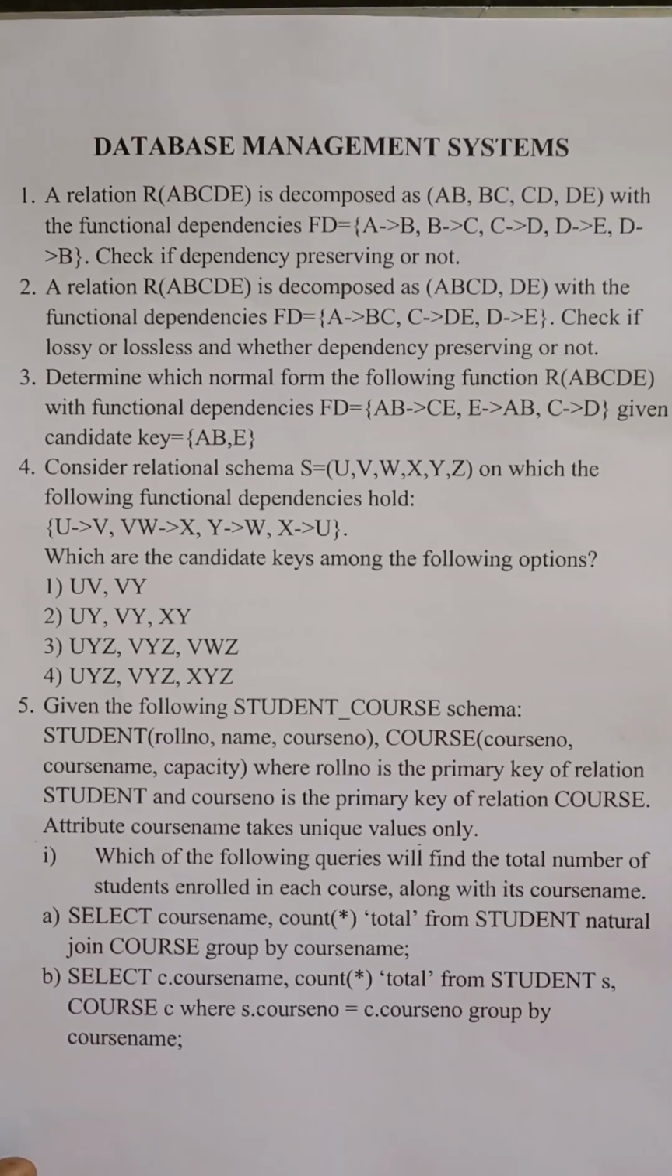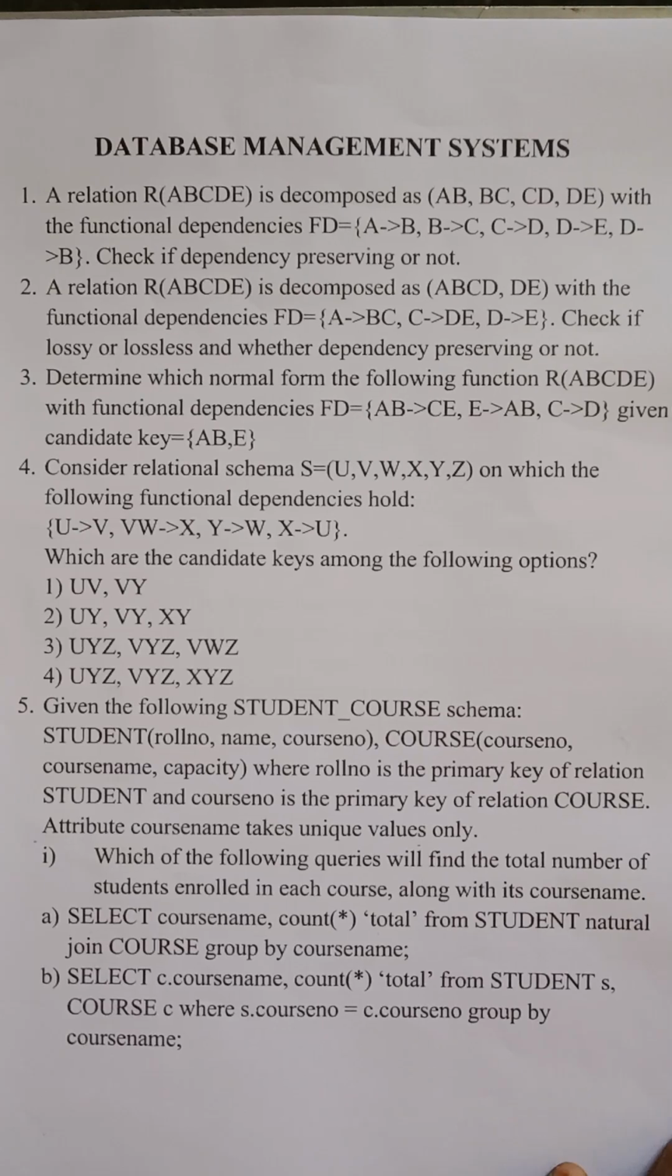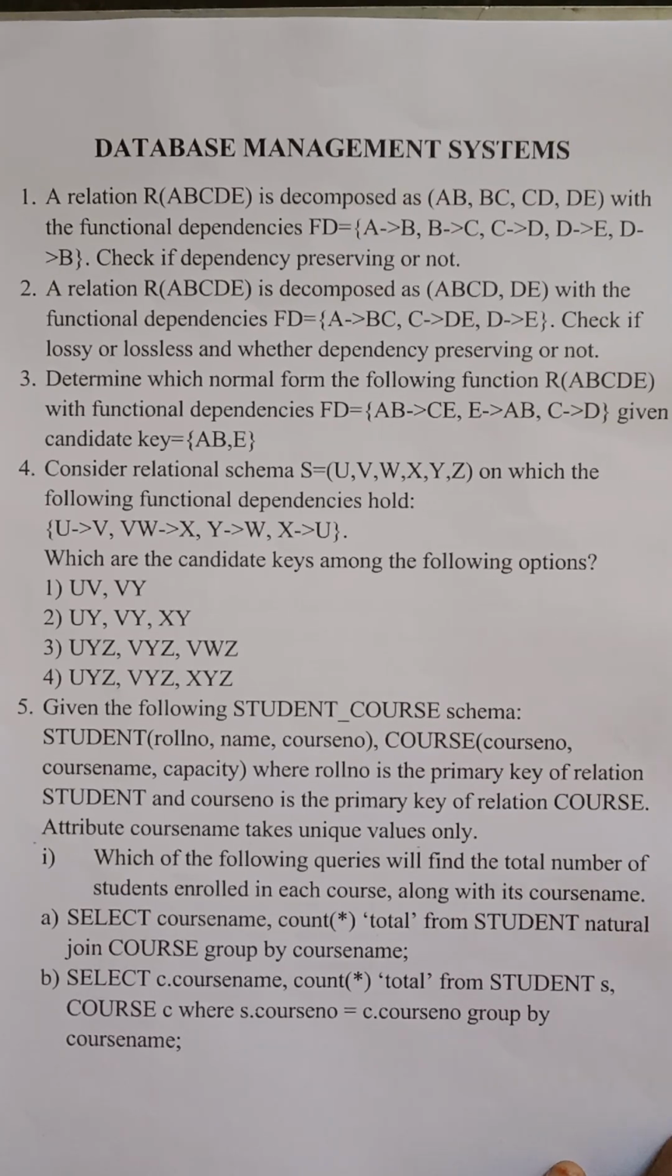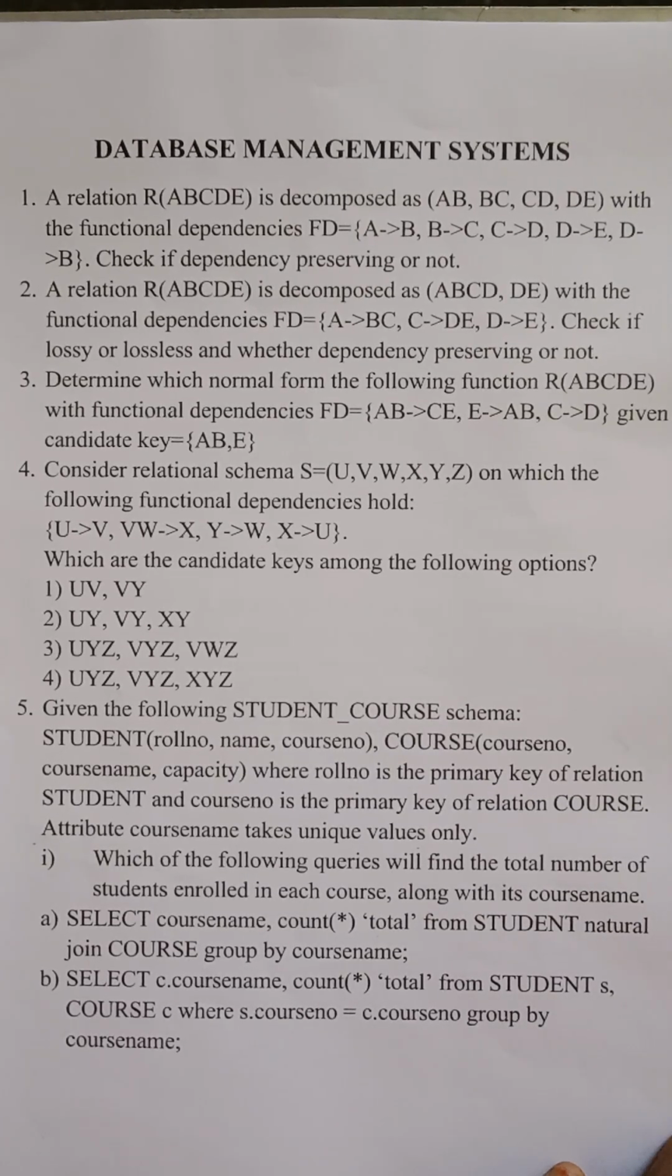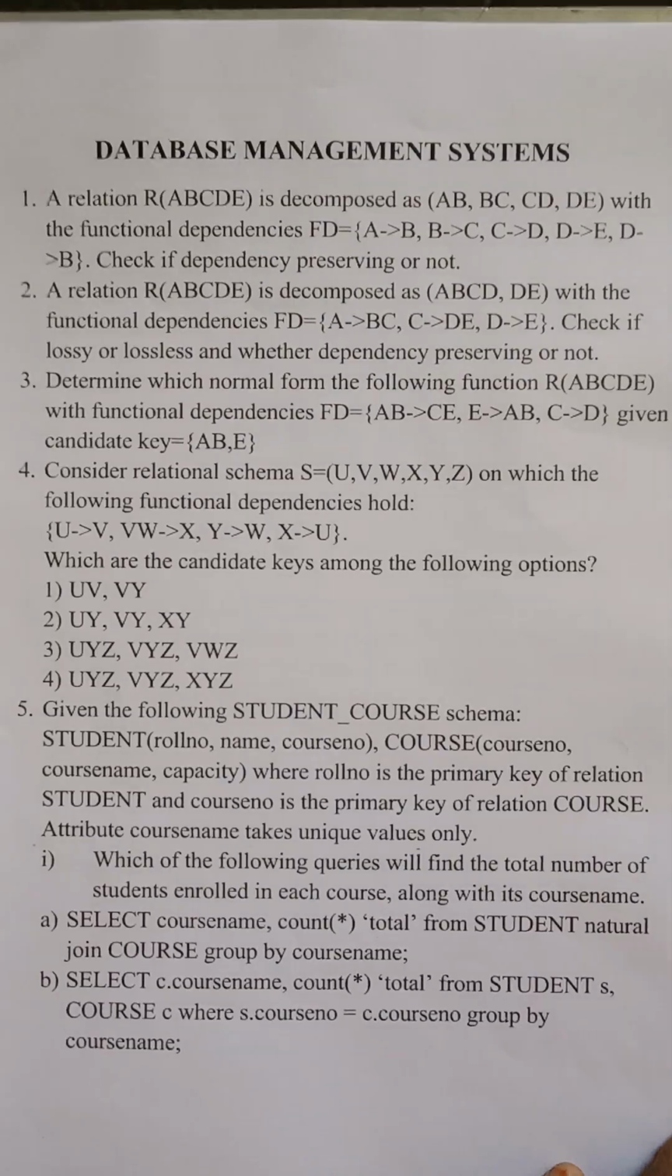Okay. See, a relation R(A, B, C, D, E) is decomposed as AB, BC, CD, DE, with functional dependencies given as A tends to B, B tends to C, C tends to D, D tends to E, and D tends to B. Check if it is dependency preserving or not. So we'll first write down the functional dependencies and try to solve them.